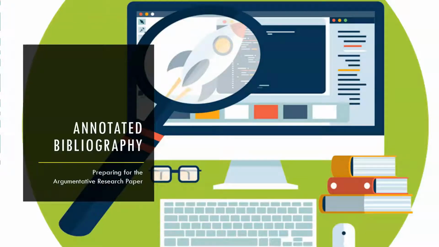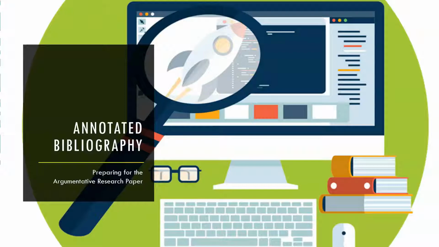Now that you've finished your critique essay, it's time to move on to the next assignment, the Annotated Bibliography. The Annotated Bibliography is an assignment designed to help you prepare for your final paper, the Argumentative Research paper. The goal of an annotated bibliography is to help you conduct research and specifically to think about how that research will help you in your paper.